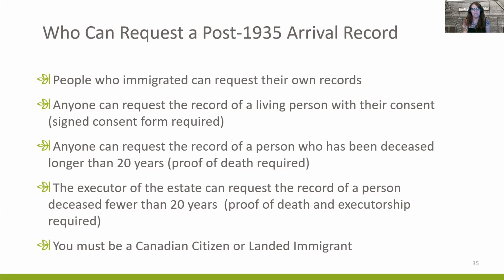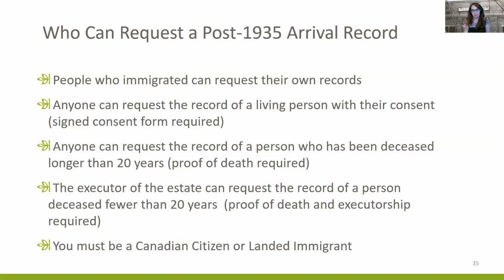So who can request the 1935 arrival record? The person who immigrated can request their own document. There is no fee for somebody to request their own document from the government. Anyone can request the record of a living person with that person's consent. And there is a federal government consent form that needs to be filled out and signed by the person who immigrated, and that is submitted along with the ATIP request.